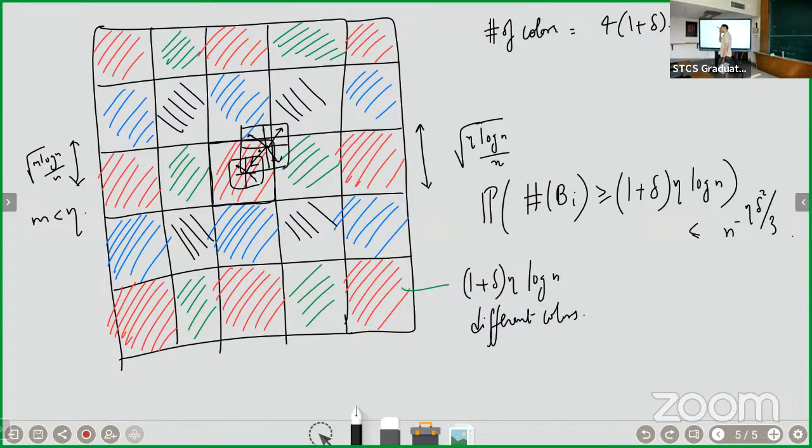Every point is connected inside the box. Somehow connected to somebody here. Now that point is somehow connected to somebody here. That point is connected to someone here. And this chain keeps going. What does it imply?